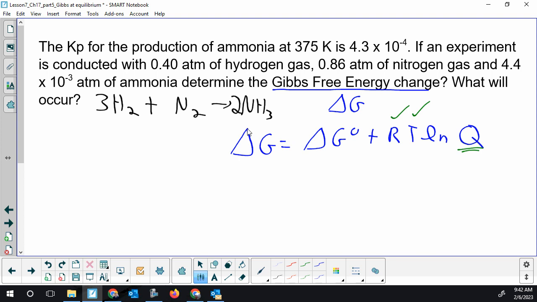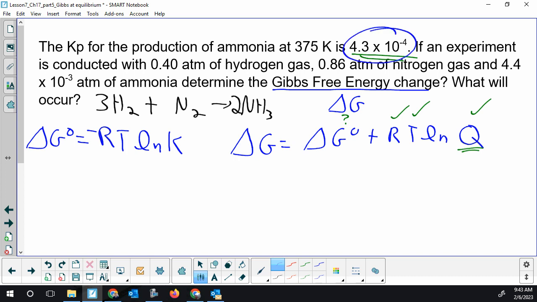So we have everything we need to plug in the Q, but we need to solve for that delta G standard, and that's why we were given the equilibrium constant. Okay, so we're not going to go to our data booklets. We've got K, and delta G is minus RT ln K. We know the K, so we can predict the Gibbs free energy. That's again why that is relevant.